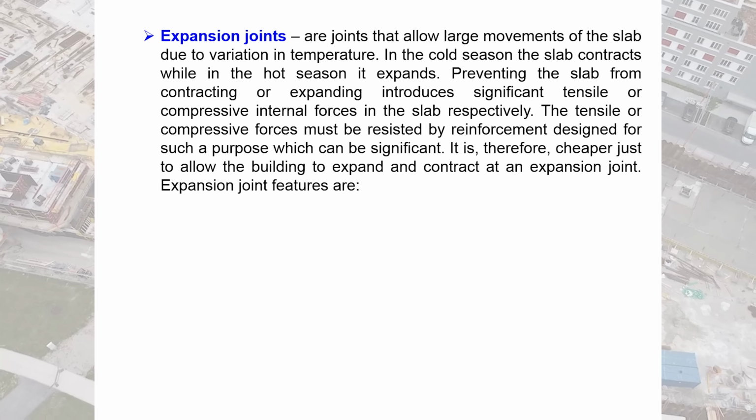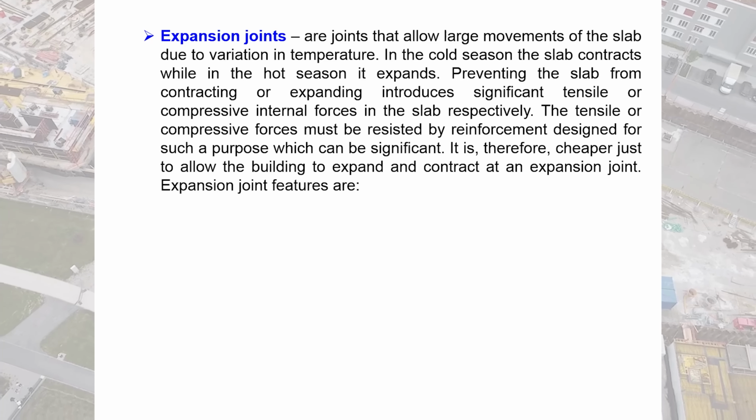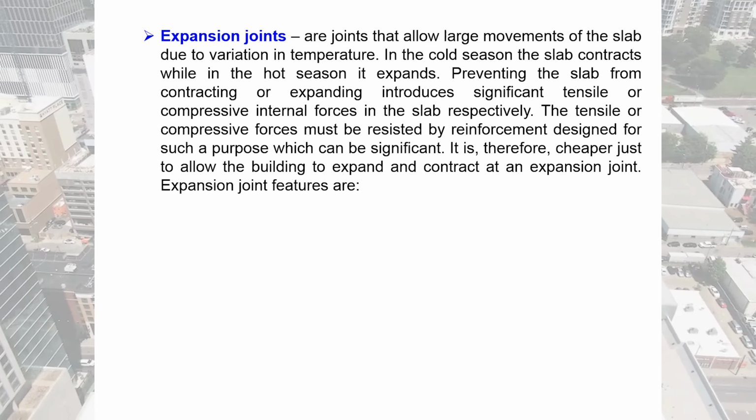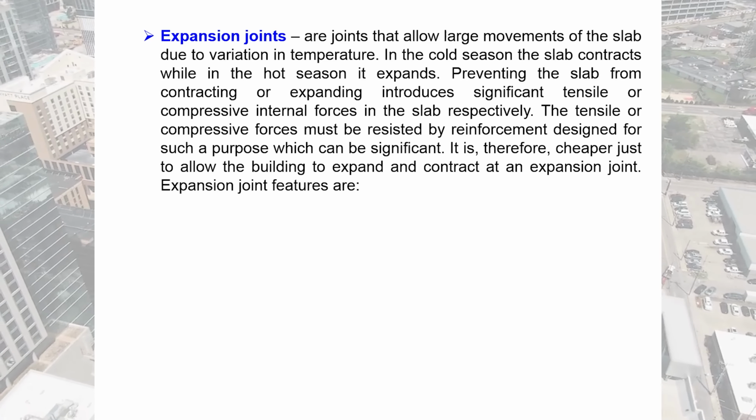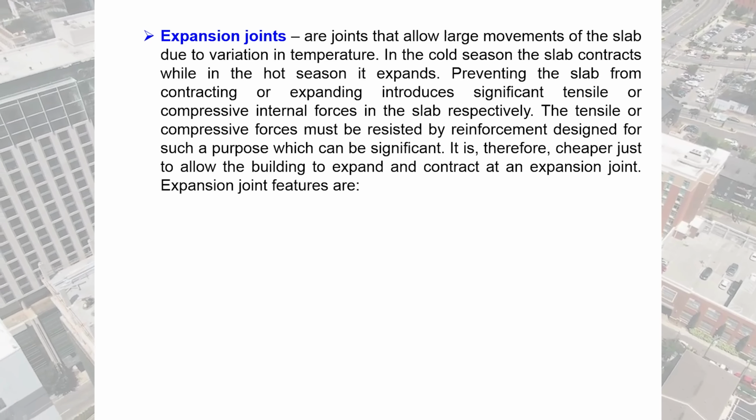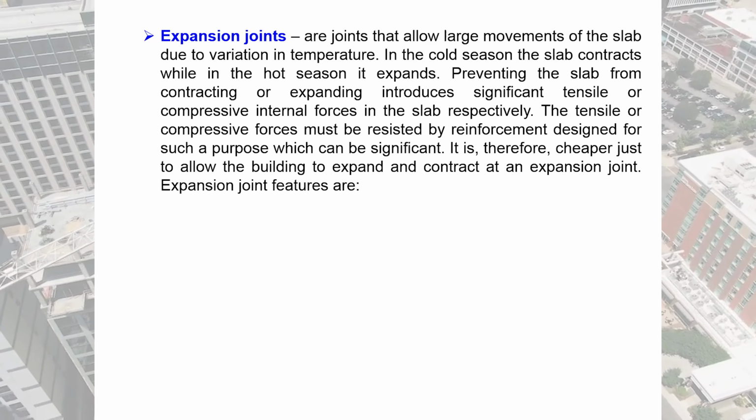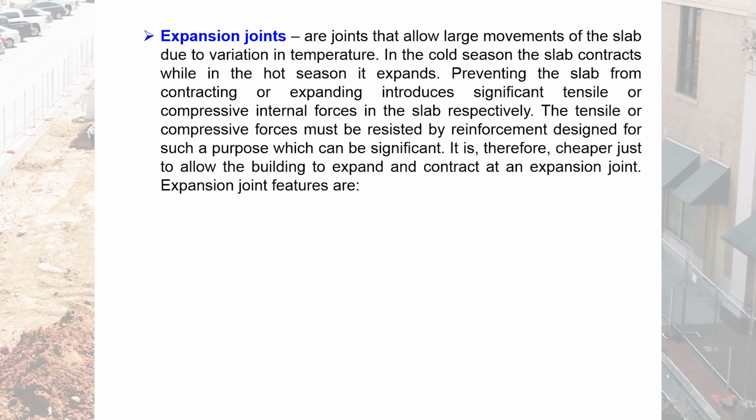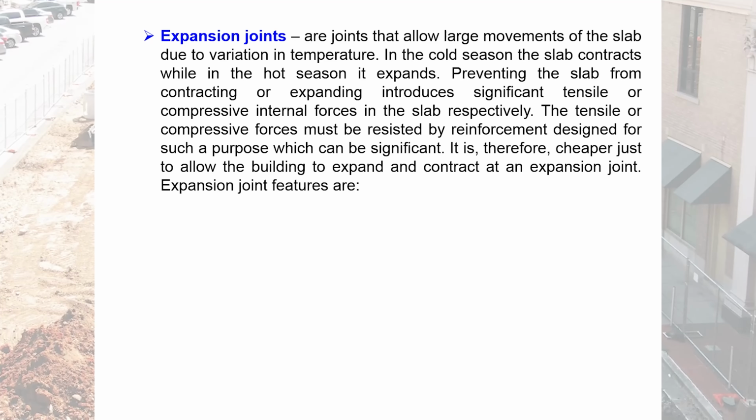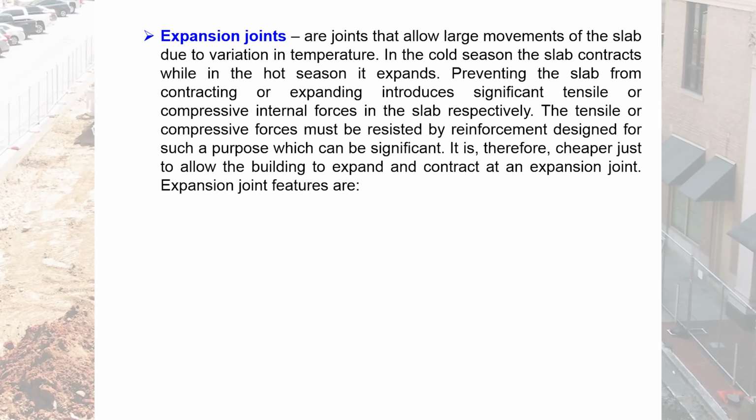Expansion joints are joints that allow large movements of the slab due to variation in temperature. In the cold season, the slab contracts, while in the hot season, it expands. Preventing the slab from contracting or expanding introduces significant tensile or compressive internal forces in the slab respectively. The tensile or compressive forces must be resisted by reinforcement designed for such a purpose, which can be significant. It is therefore cheaper just to allow the building to expand and contract at an expansion joint.